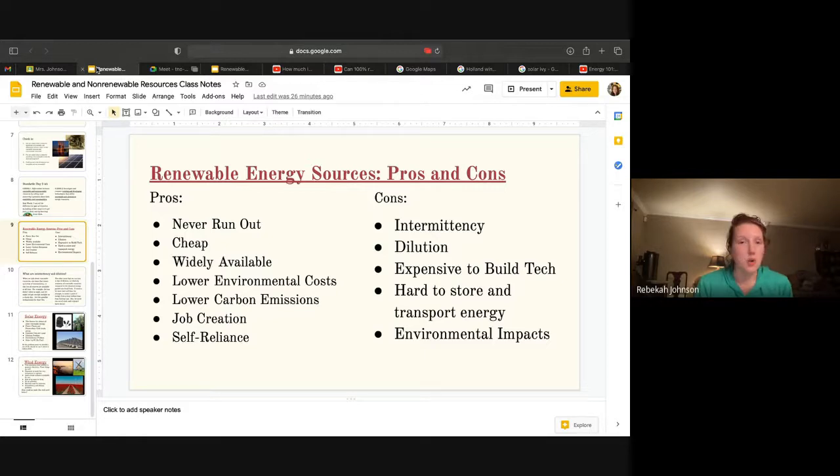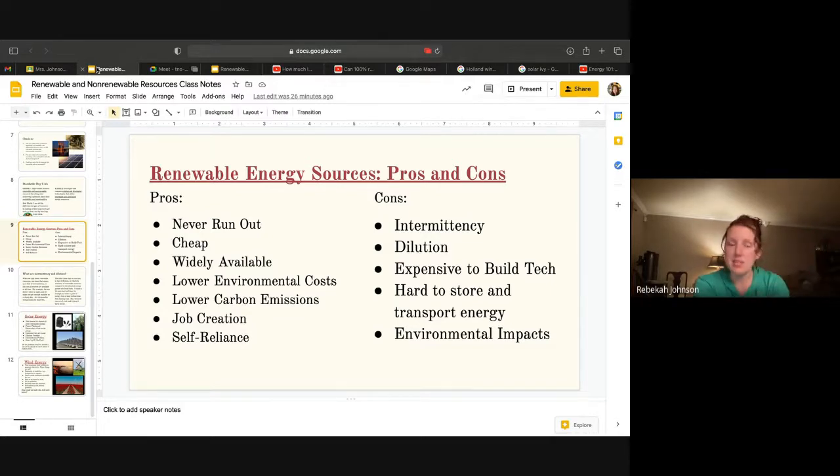Now, those are all great things. There are some cons. We have two problems that we'll get into a little bit more because these are big words. One is the intermittency problem. The other is the dilution problem. These things, they're not nothing, but they're not the end of the world for renewable energy.